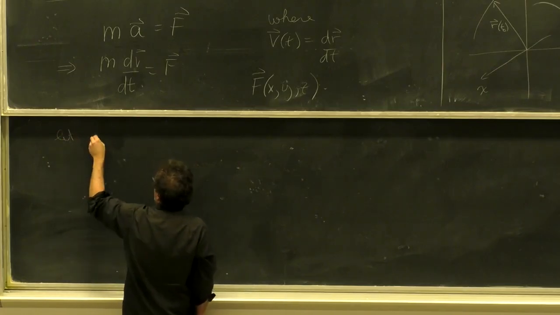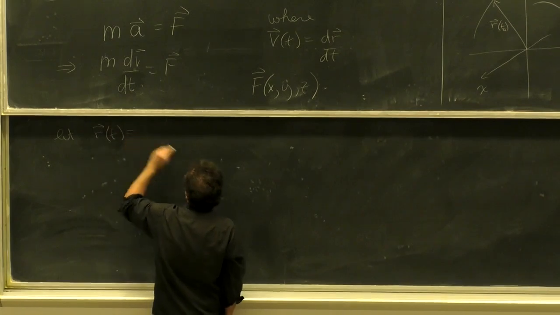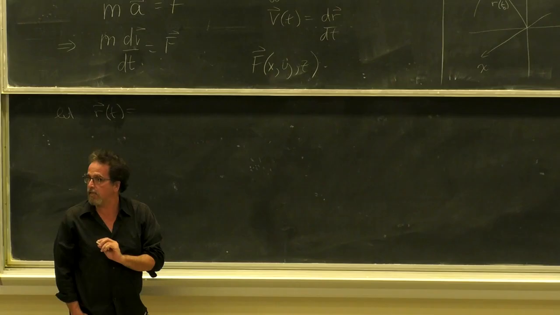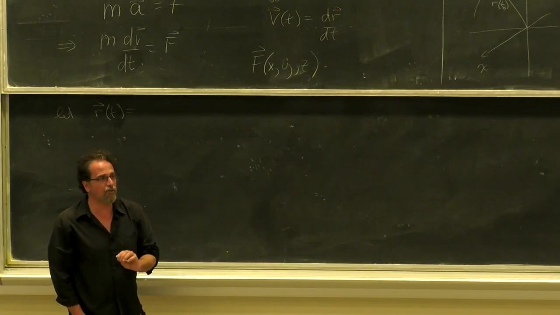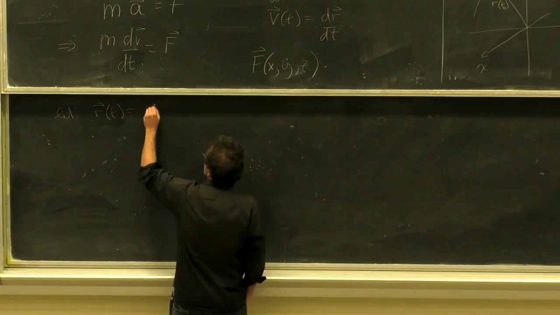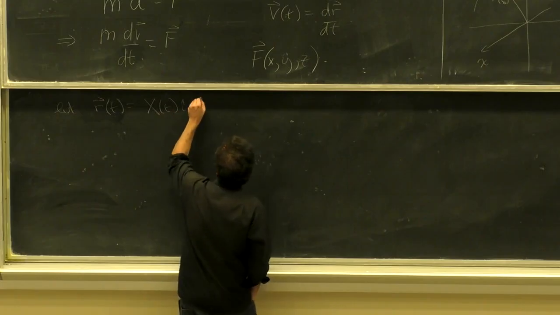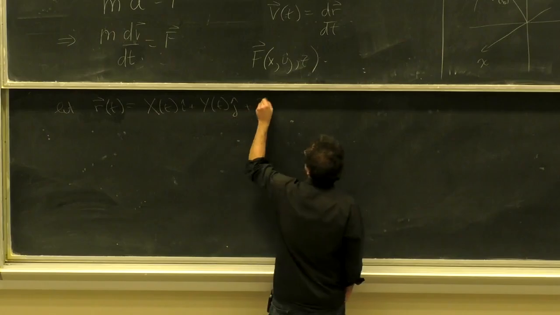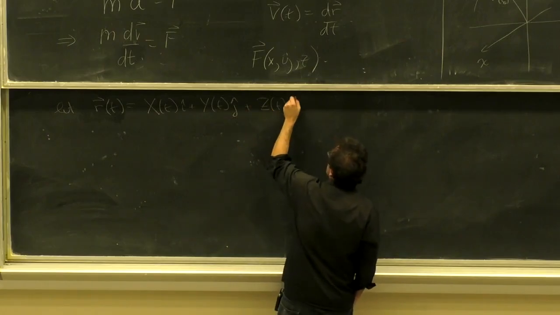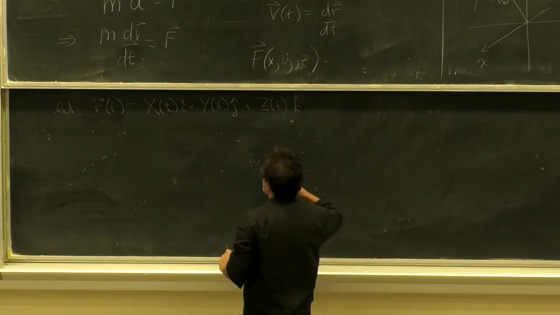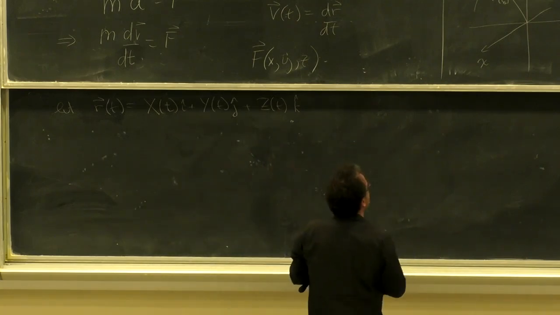Let r of t, I'm going to write its components, and I'm going to use capital X, Y, and Z, because little x, y, and z I will reserve for the Cartesian coordinates. But capital X, capital Y, and capital Z are the functions of time. So r of t is X of t i hat plus Y of t j hat plus Z of t k hat. These are uppercase because I consider them to be functions of time, whereas little x, little y, and little z are just the Cartesian coordinates.